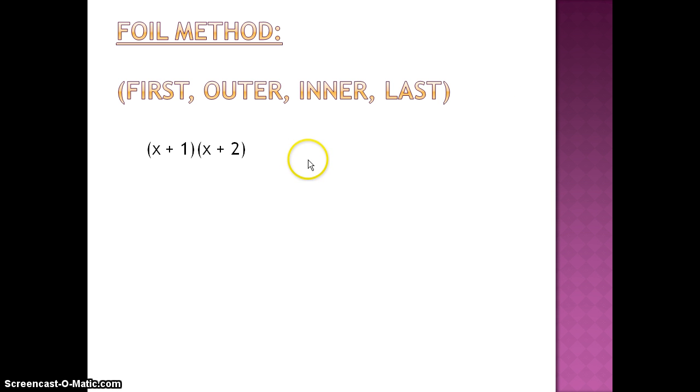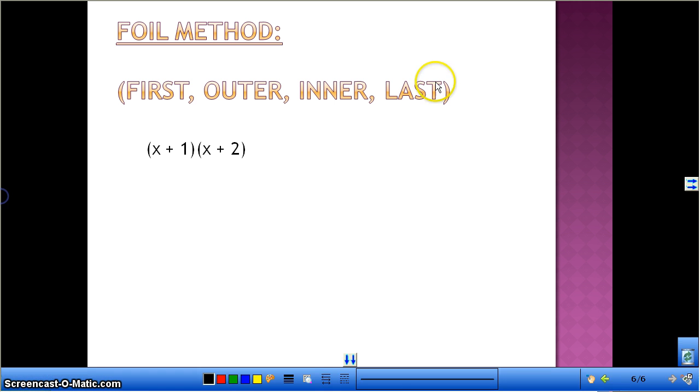So you have two binomials. You're going to multiply them together. We're going to use that FOIL method to do this. Really what you're doing is distributing twice. You're really distributing this x and this 1 to this binomial here. Okay, but let's talk about FOIL.